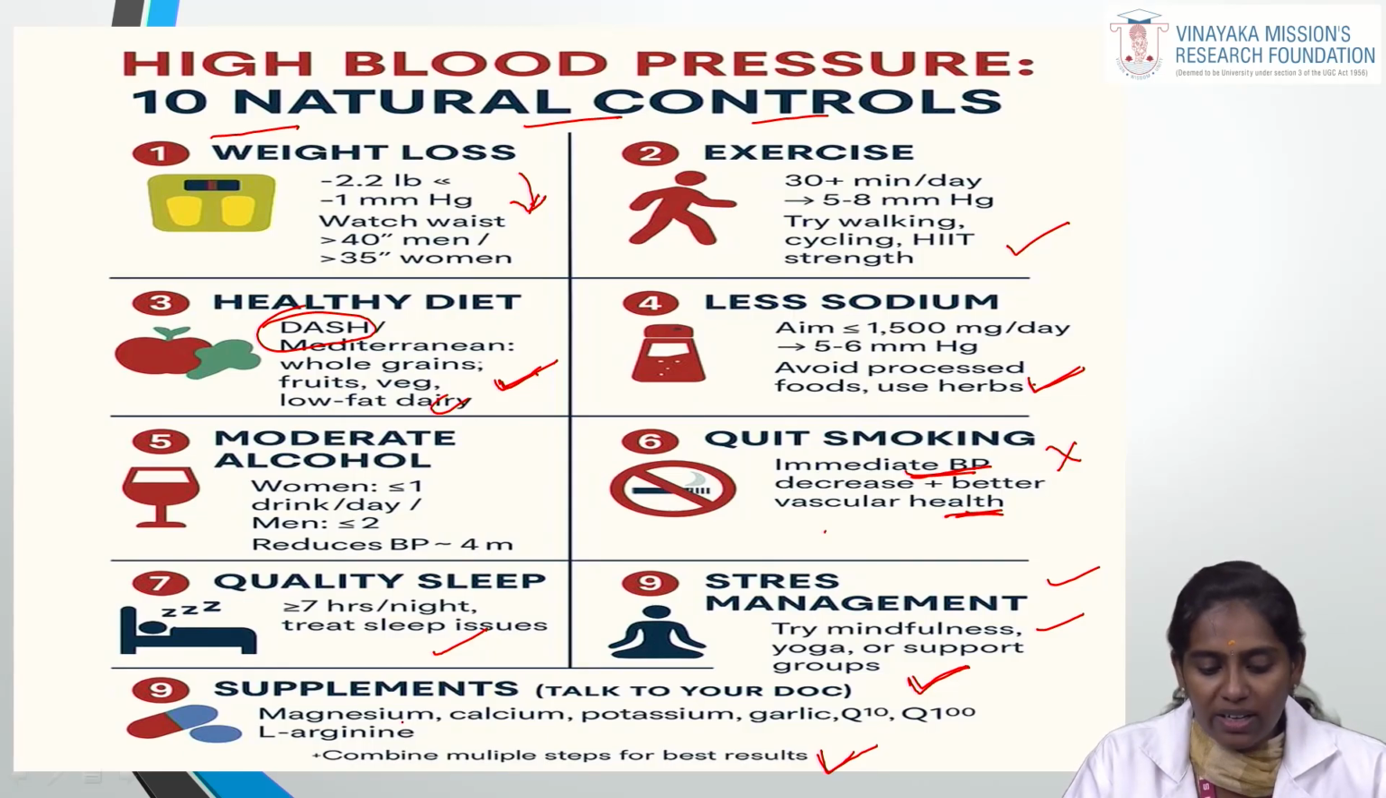The supplements you can take are magnesium, calcium, potassium, garlic, then arginine. Then combine multiple steps for best results. It means when you follow these 9 steps, you can gradually reduce the BP. When you take supplements also, you can gradually reduce BP.